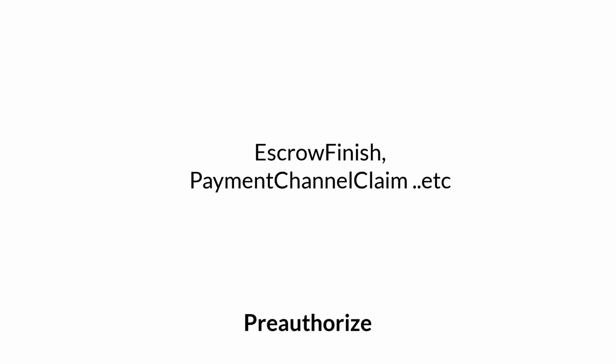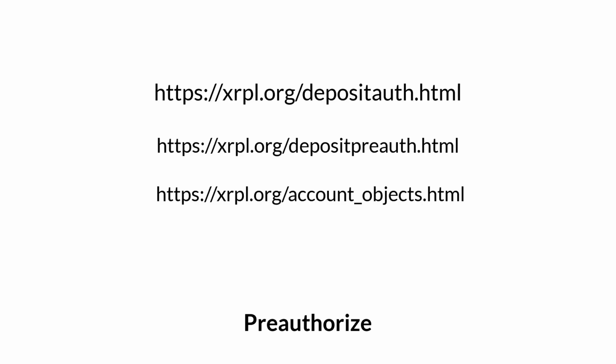And the other way to receive funds without whitelisting or authorizing accounts is to accept escrow finish, that is, send escrow finish, or send payment channel claim transactions. That way you know from whom you are getting the payment. Okay, so these are the major things about deposit authorization, and I'm listing a couple of URLs on the screen. You can read all about deposit authorization in detail. This is the brief description of how deposit authorization works.